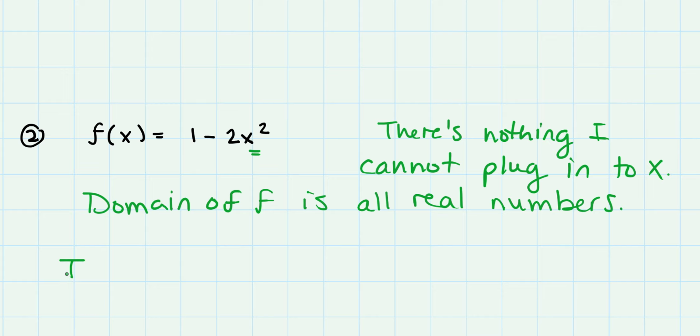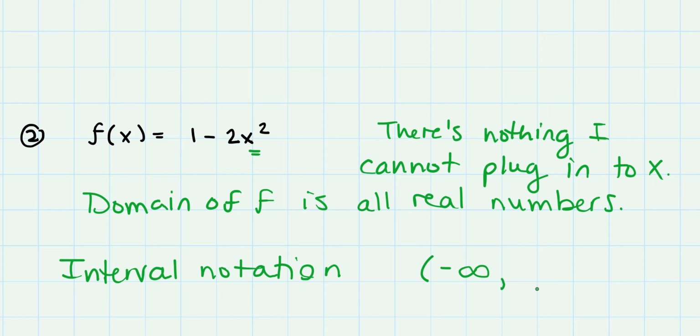In interval notation, well, what you write is the smallest number x can be. So since it can be all real numbers, we can go out all the way to negative infinity, and then we can go all the way up to positive infinity. So you go from smallest to largest, and because I don't have to take anything out, this is my interval notation. So parentheses, negative infinity, comma, positive infinity.